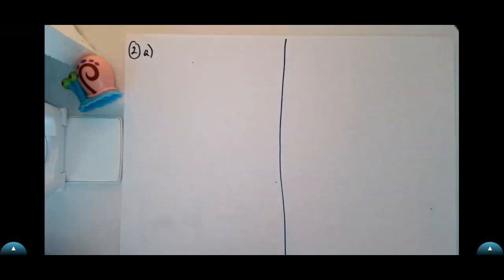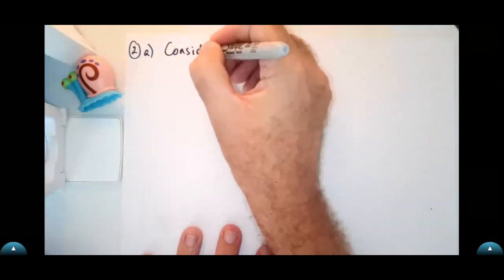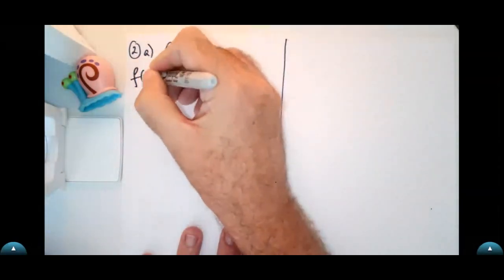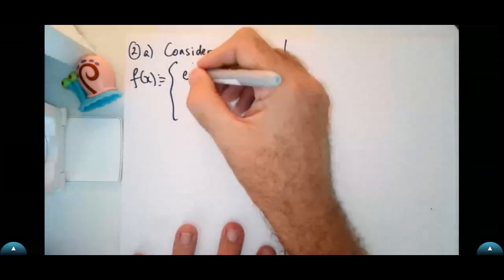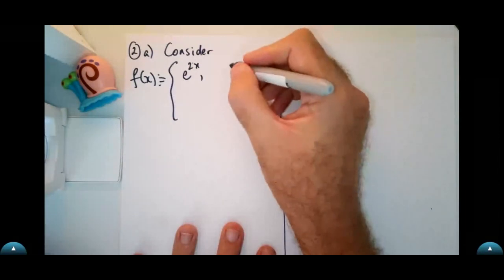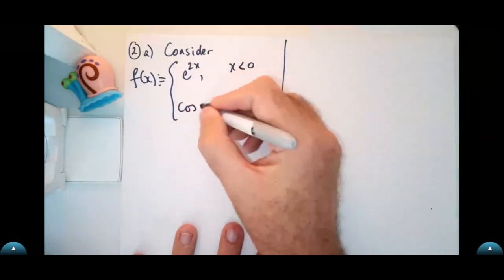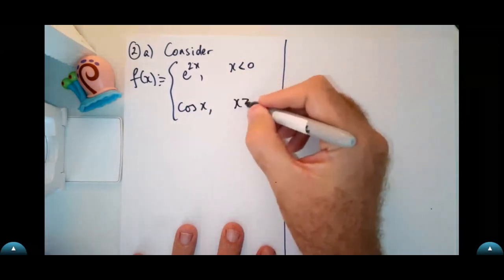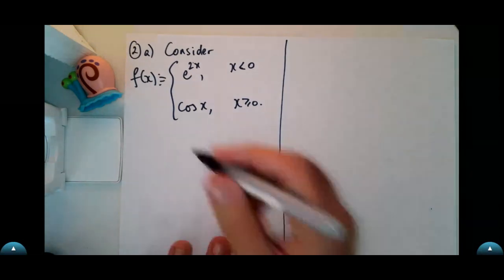All right, so let's consider this piecewise defined function. It's an exponential function when x is negative, and everywhere else it is the cosine function. Okay. All right, so let's break this down into two parts. We kind of know where we're going, but let's just do it anyway, right?